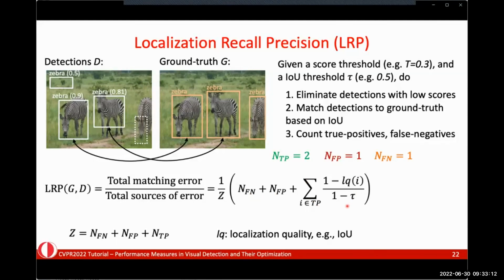Now, suppose all detections were false positives, then we don't have any true positives or any false negatives. And in that case, LRP would simply be number of false positives divided by number of false positives, which is 1, and that is the maximum possible value that LRP can take.